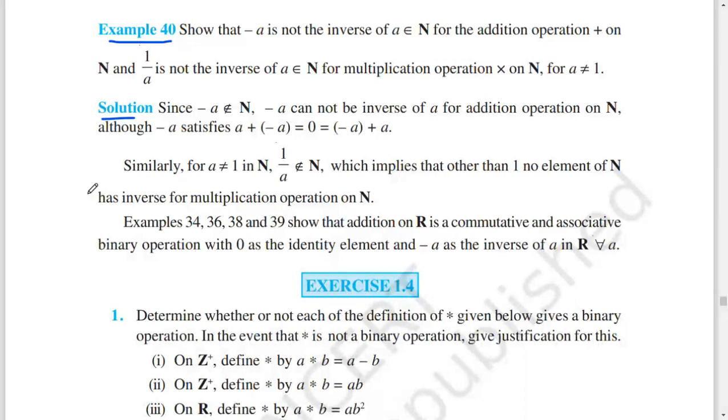Examples 34, 36, 38 and 39 show that addition on R is a commutative and associative binary operation with 0 as the identity element and −a as the inverse of a in R for all a.